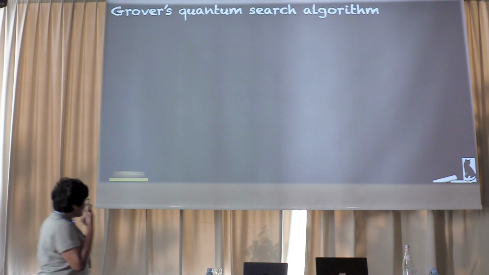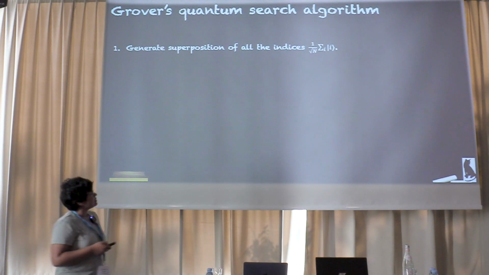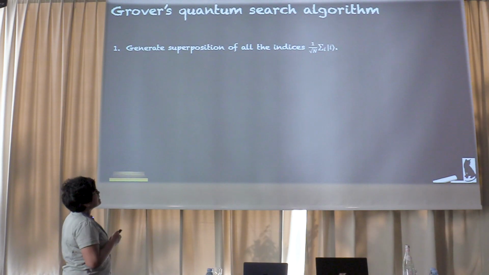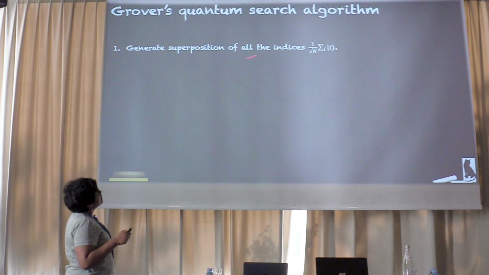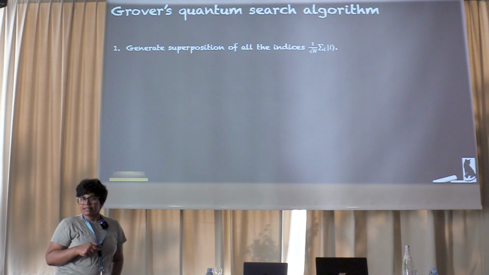So now what Grover's algorithm does is, again, like many quantum algorithms, it starts with an all-zero state, and it creates a uniform superposition of all the possible indices. And how can we do it?